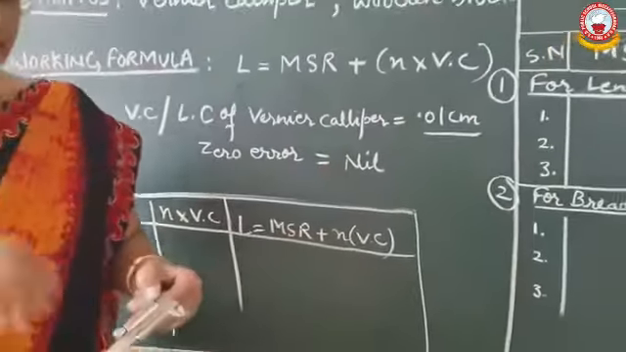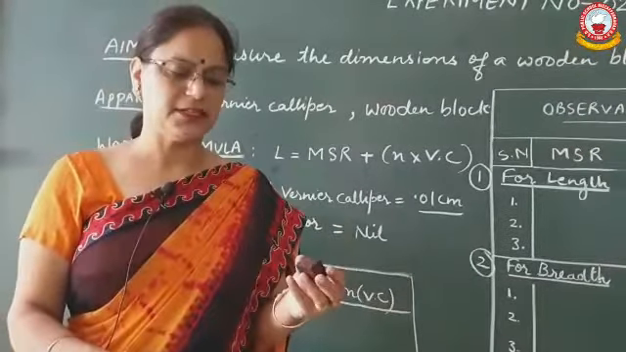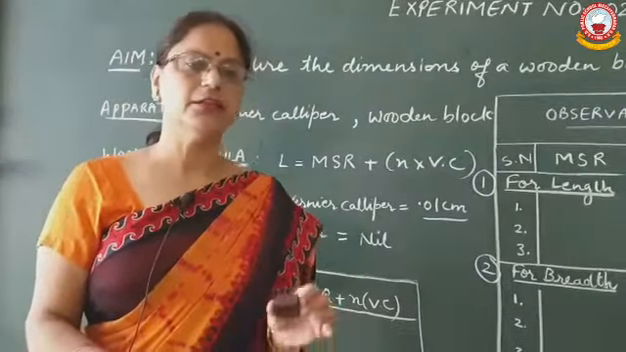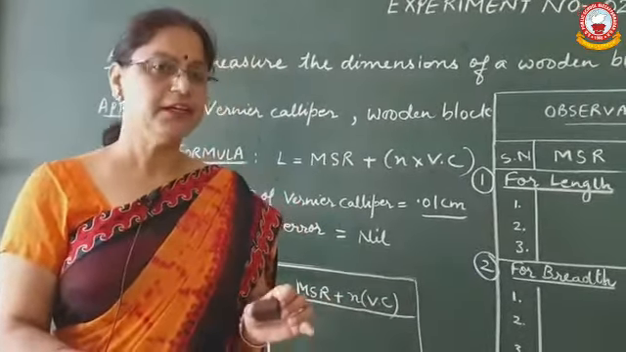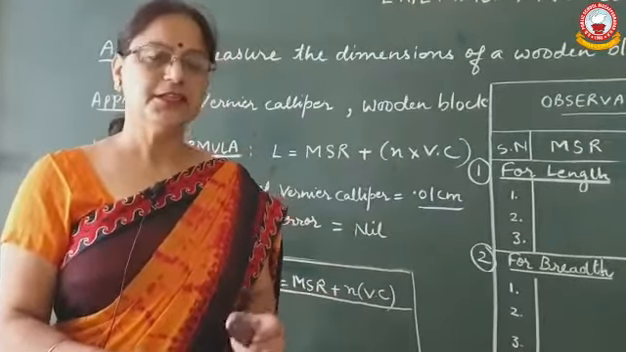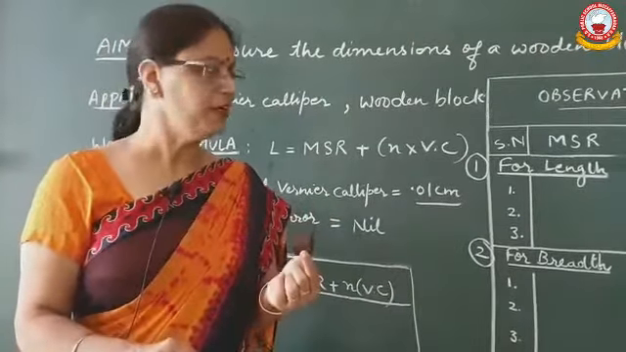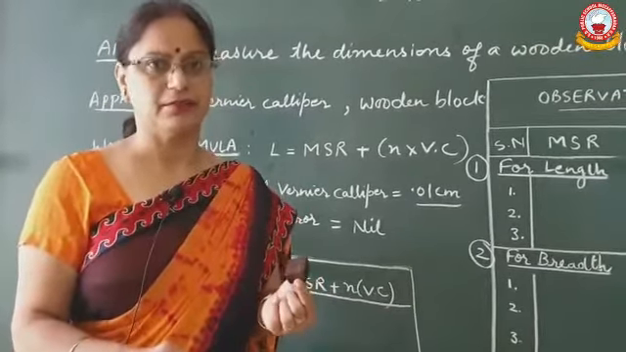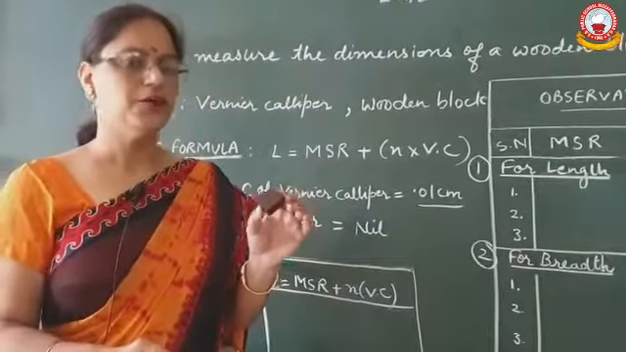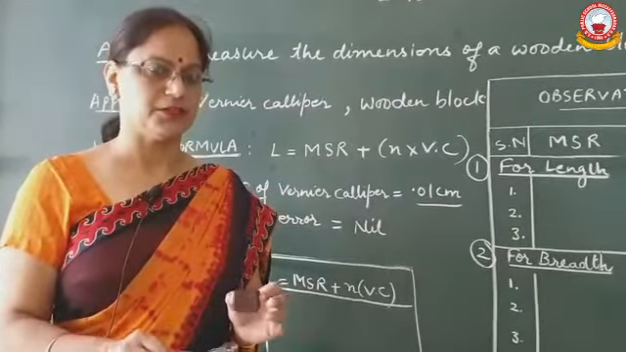Now to determine the dimensions, first of all I will measure the length. As I told you, we require at least 3 measurements. We will take 3 observations for a particular dimension. The reason is that when we measure, the measurement is not always accurate. So to get a precise measurement, we use a minimum of 3 observations.